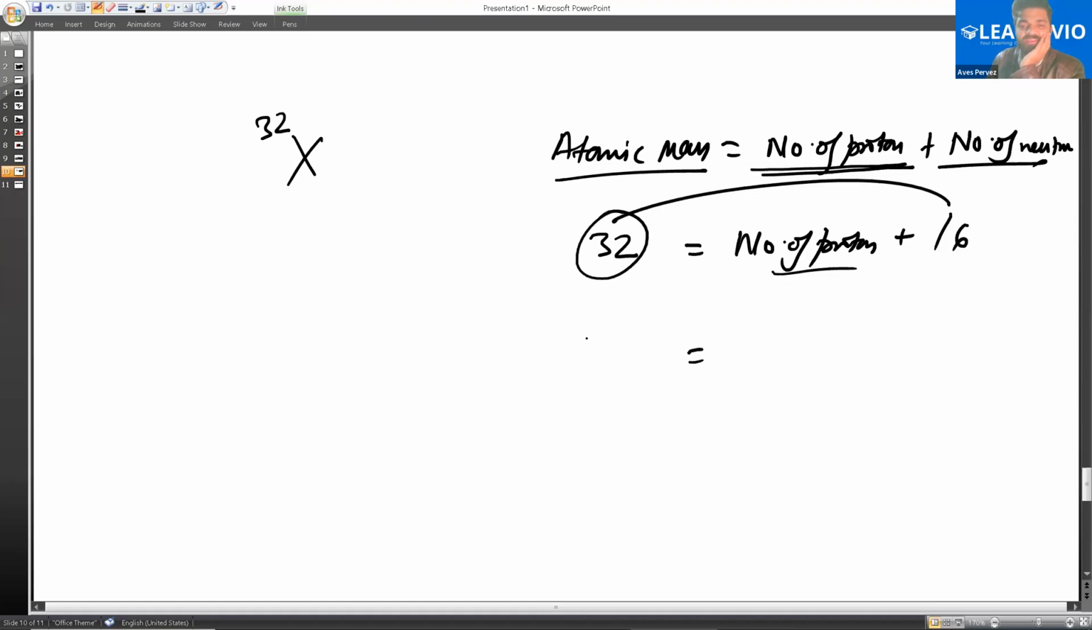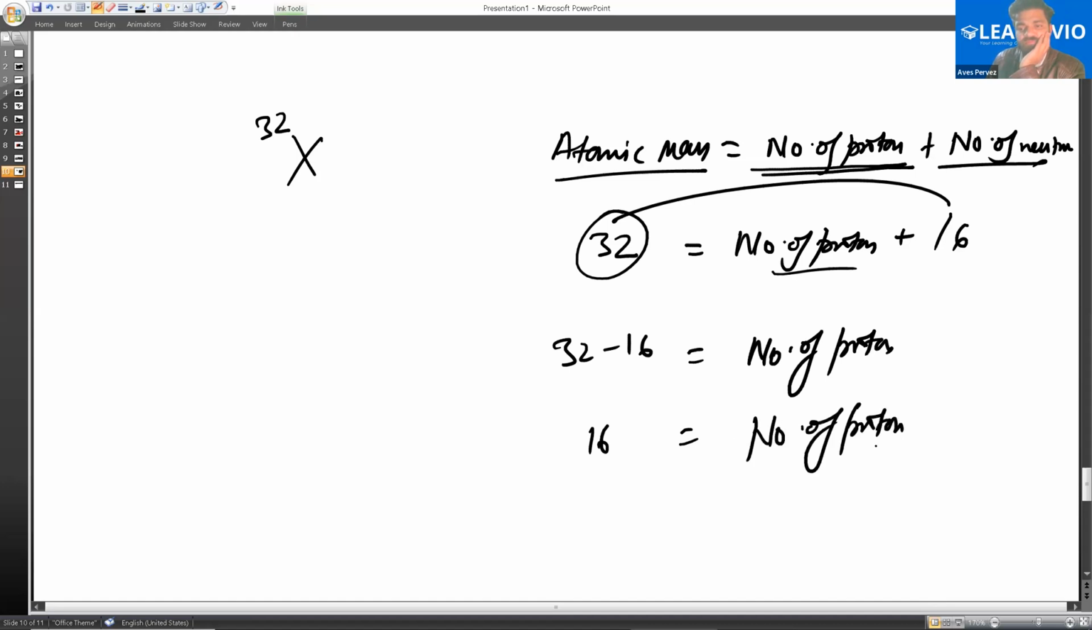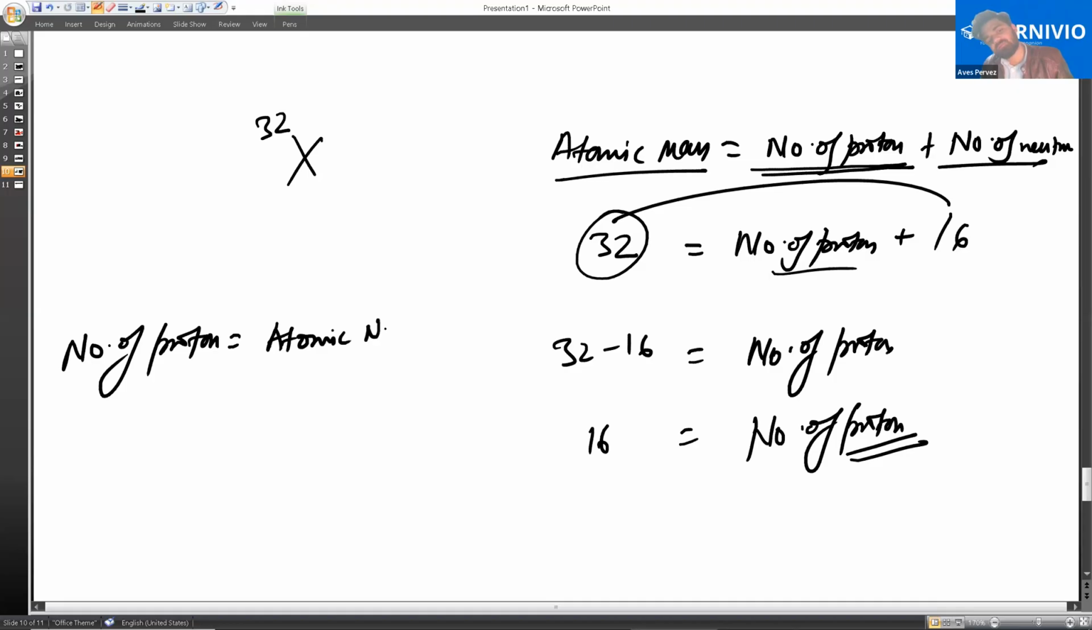Simply subtract. 32 minus 16 is equal to the number of protons. It will be 16 protons. The number of protons is equal to the atomic number. So the atomic number is 16.